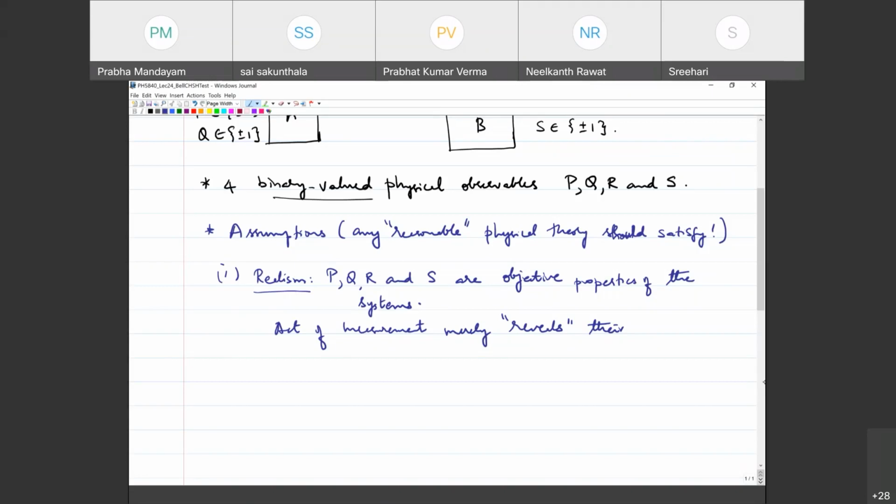However, of course, quantum mechanics tells us otherwise. But anyway, let's assume that we are working in a reasonable physical theoretic framework and then see what constraints we get. And so that will become a way to test whether the world behaves this way or whether it is really quantum mechanical, right?